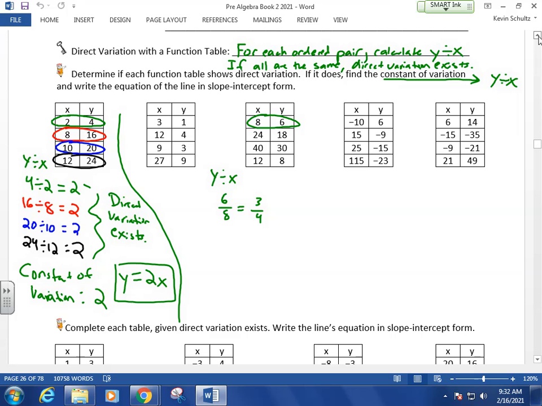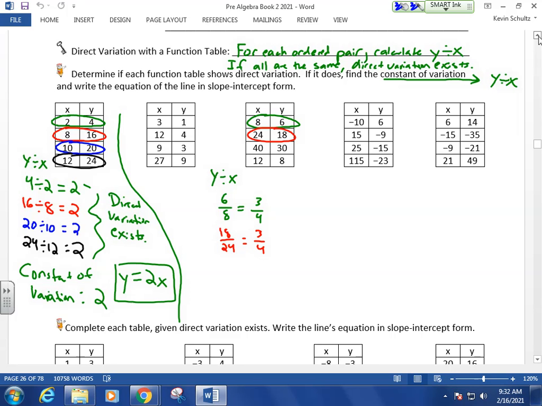Okay. So if all of my other divisions here for every other ordered pair all equal 3/4, then direct variation does exist. If even one of them equals something else, then it doesn't. They all have to be the same. So I go to my next one. 18 divided by 24, 18/24. Does that fraction simplify to be 3/4? Yes, it does. Okay, so far we are on pace.